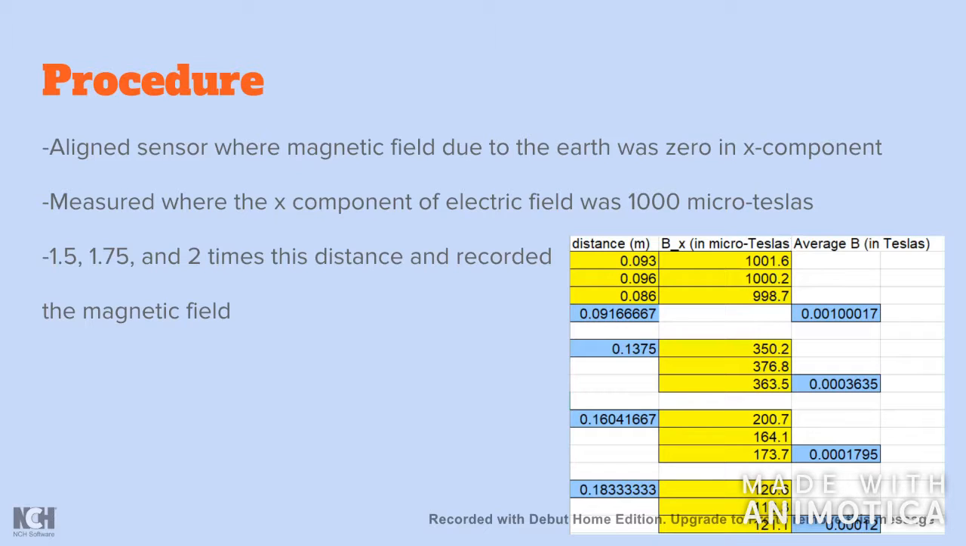I placed the bar magnet aligned with the sensor and measured where the x component of the magnetic field due to the bar magnet was 1,000 microteslas. After finding this distance and repeating 3 times to help eliminate human error, I also measured the magnetic field at a distance 1.5, 1.75, and 2 times this distance. I then converted my overall averages for each distance into teslas. My results in a table are shown here.